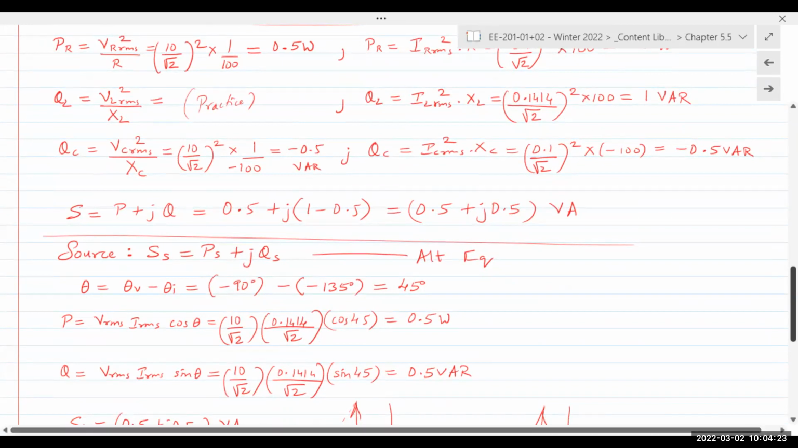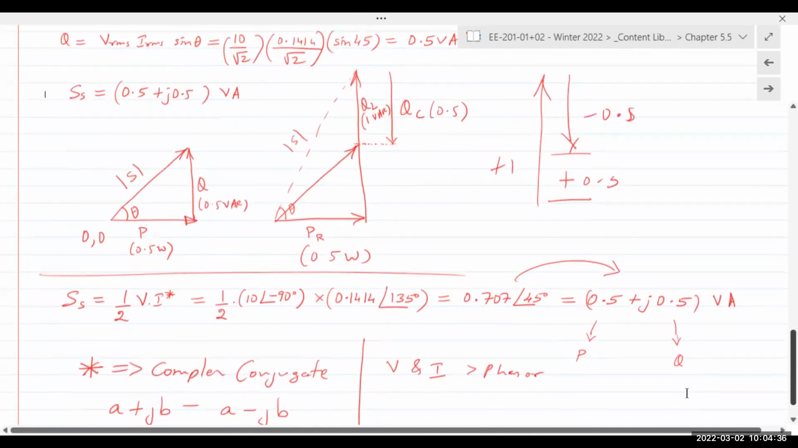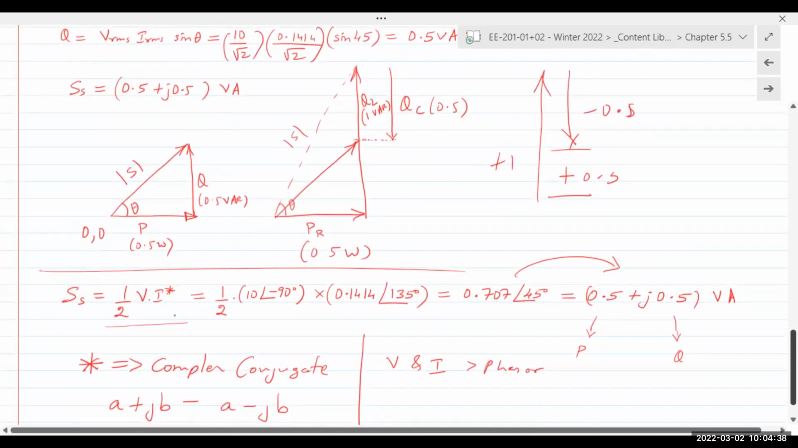But again, this is one set of equations where we use V squared over R, V squared over X, or I squared times X. The second set is right here, where you find it for the source. And the third is, of course, down here. Again, it's just for the source, but you're using the complex phasor representation for V and I. And you have the same answer using three different sets of equations.